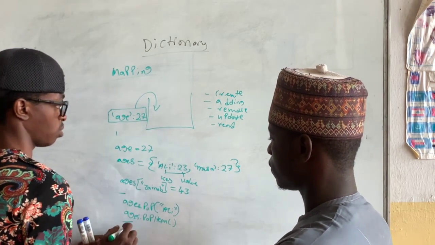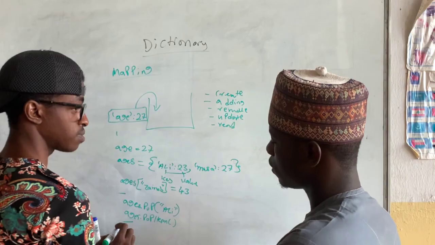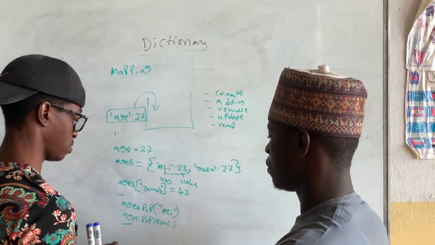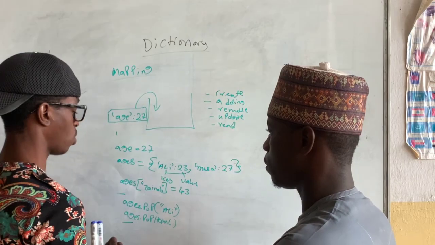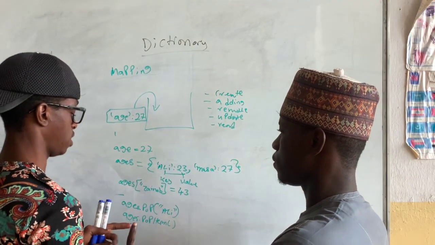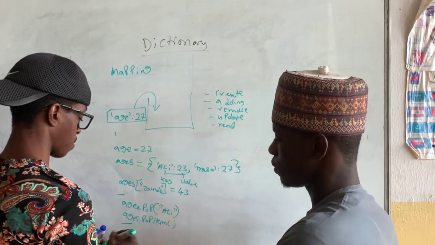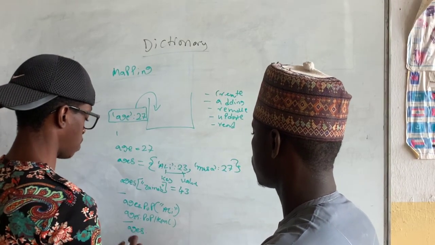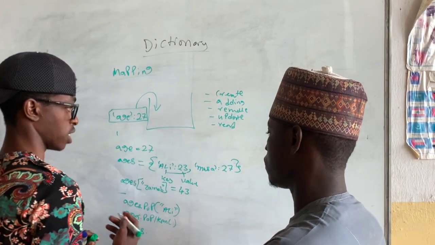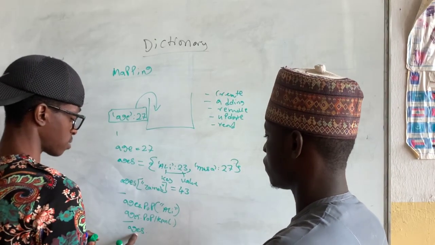So let's see how we are going to update. But can we use ages dot remove? Dot remove? No. Okay, that one only works for list and set. So now we're going to have something like, but I can forget. When we go back to the practical, I will check and see.